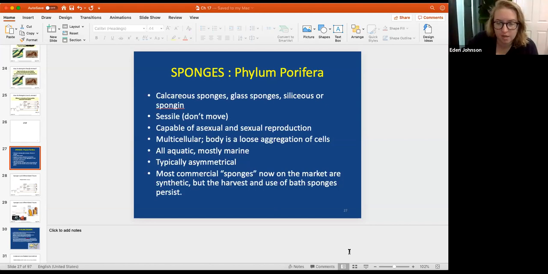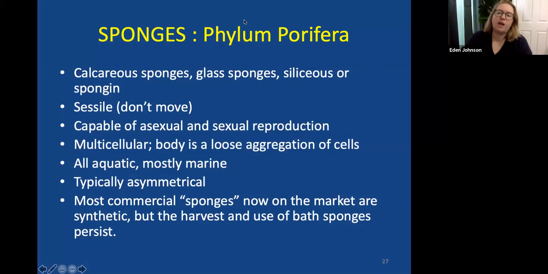All right, guys, we're digging in right now to chapter 17 with the different animal phyla. So let's go. I'm going to share my screen and we're starting with sponges. Okay, so phylum Porifera, these are your sponges.